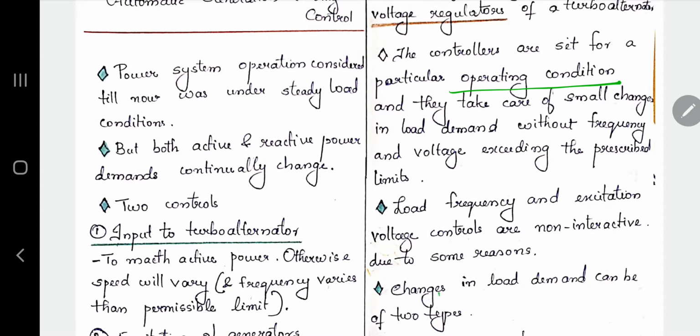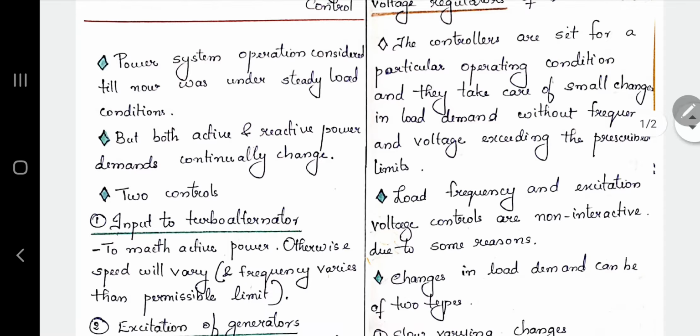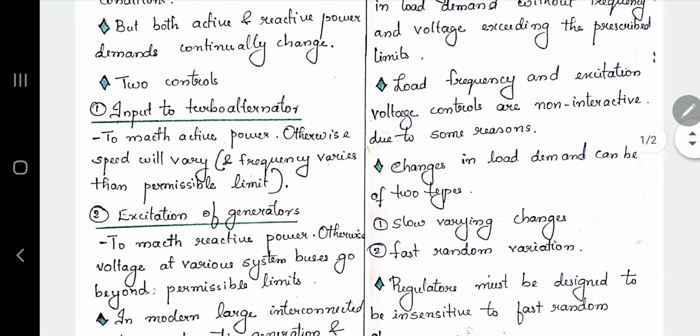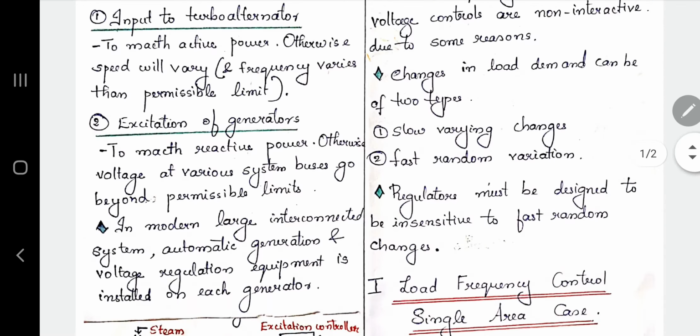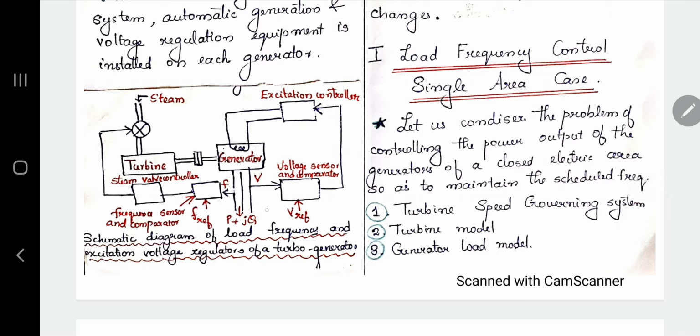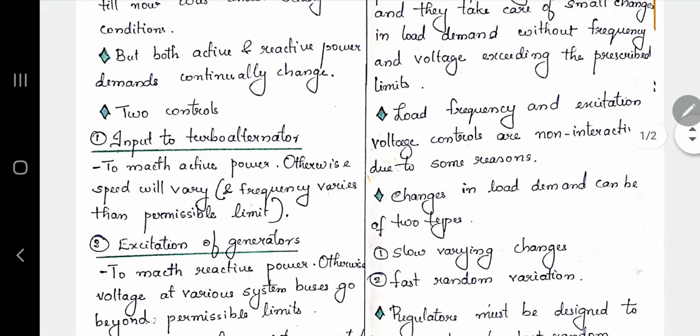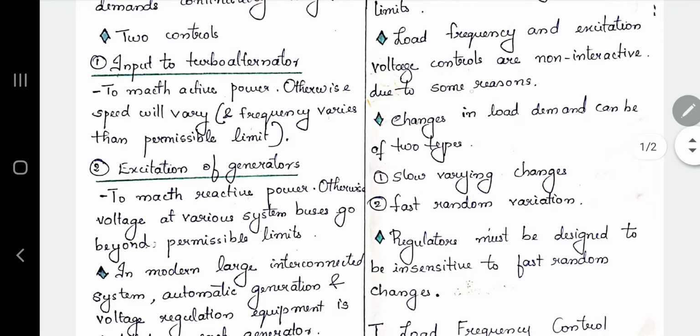Next, this load frequency and excitation voltage controllers, they both are non-interactive. What does it mean? If you are controlling the frequency from one side and controlling the voltage from the other side, both are non-interactive. Some reasons are given in the textbook. You can go through that. There are reasons why they say that the frequency control and excitation voltage control are independent, for those who need further study.